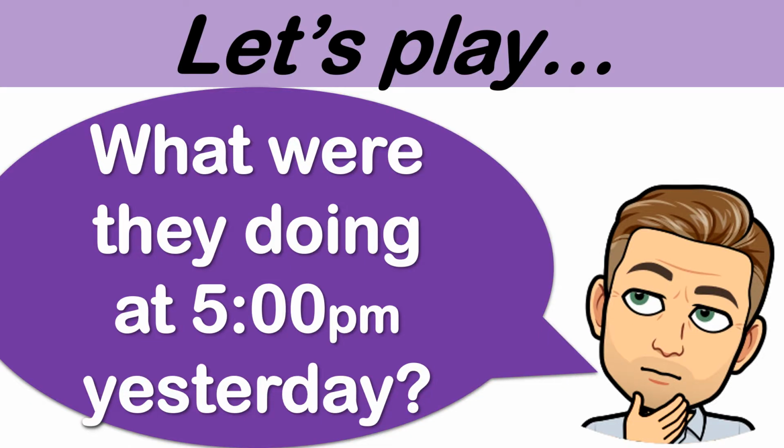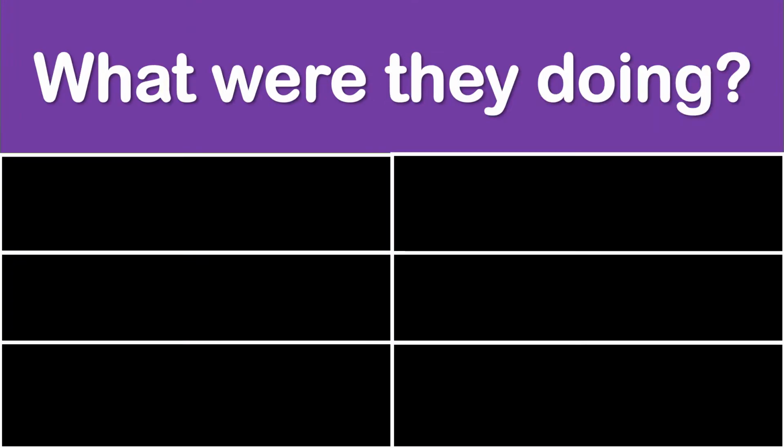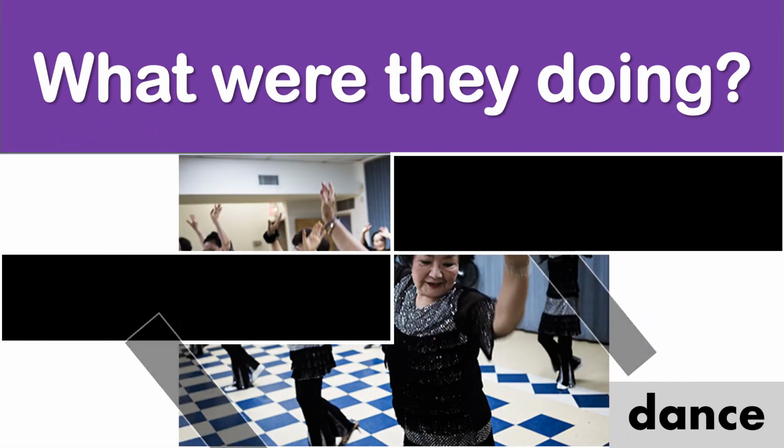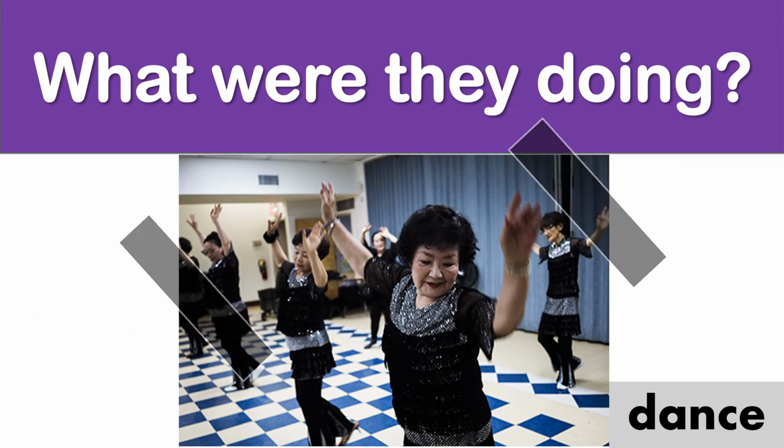Now let's play a little game. What were they doing at 5 p.m. yesterday? I'll show you a picture and you have to use the past progressive tense to tell me what they were doing. Take a look at this first picture. What were they doing? Say the whole sentence out loud.